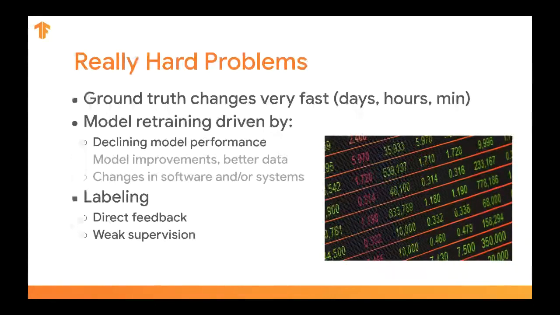Really challenging domains, such as trying to predict markets, where things change each day or maybe every minute, model retraining is very difficult. It's driven by model performance, but getting labels to drive that retraining is very difficult. And there are also things that can drive changes in your model, such as changes in your business and changes in the data that you're receiving for your model.